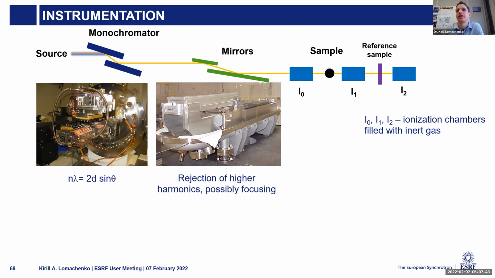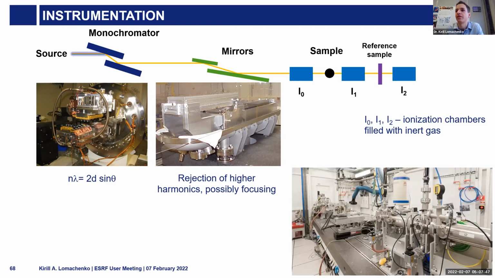Then the detectors I0, I1, and I2, they are usually ionization chambers. This is basically a volume filled with gas that is ionized when the X-ray photons pass through it, and you measure the current that is created because of this ionization.